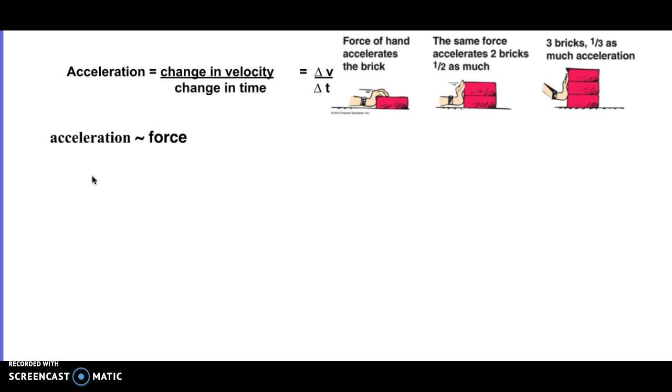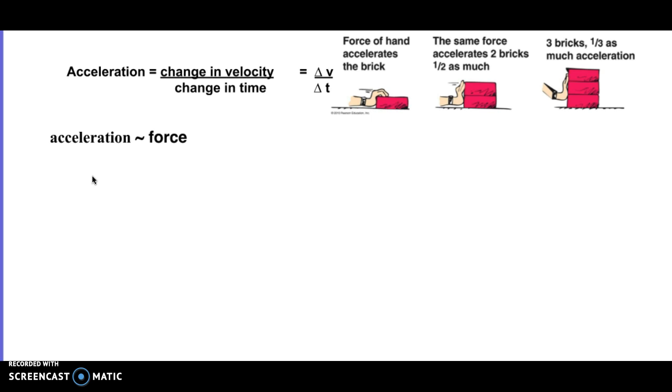But there's something else that affects the acceleration of an object, and that is its mass. This is something Newton was also trying to explain. We know that mass controls the object's inertia. We talked about inertia in Newton's first law. Inertia is its resistance to change. If it's moving, it wants to keep moving. If it's stopped, it wants to stay stopped. And we said the amount of inertia an object has depends totally upon its mass. The more mass it has, the more inertia.